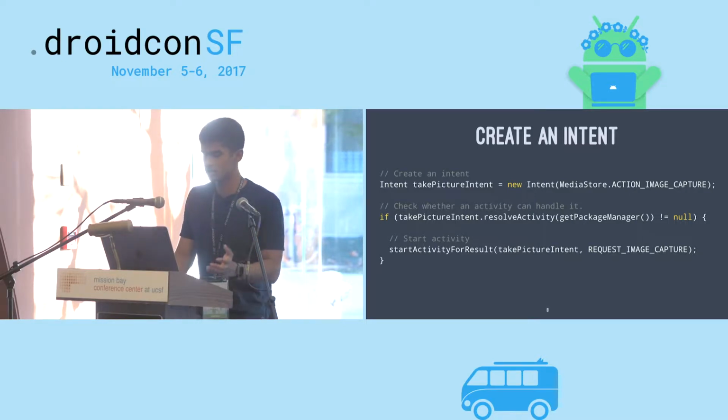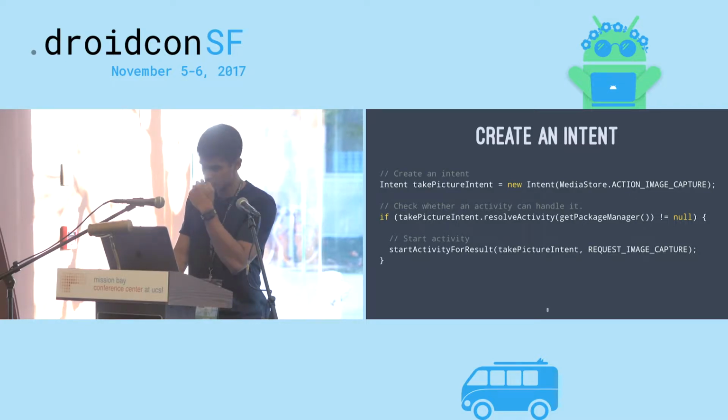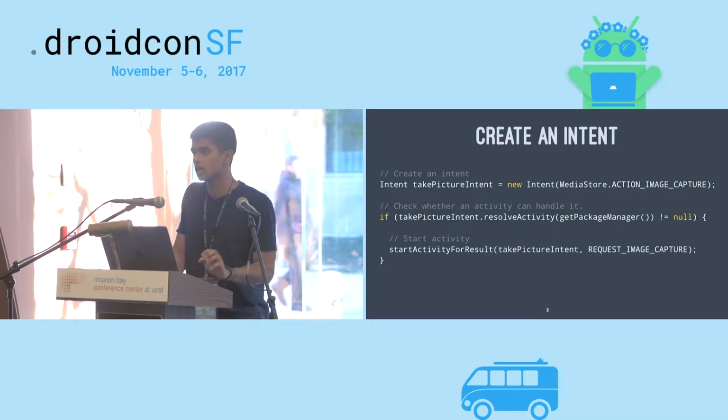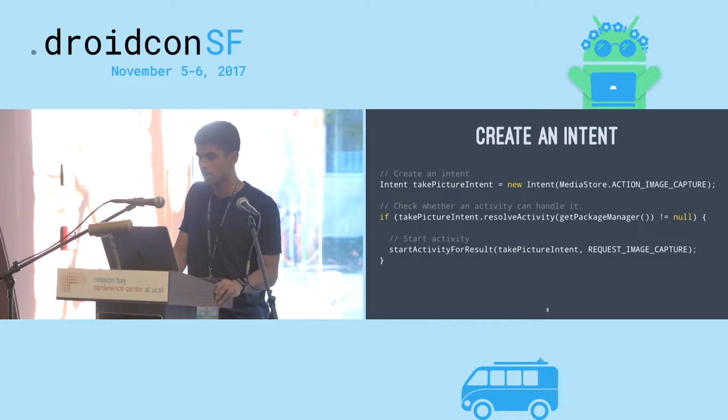To create an intent, it's like any other thing, like share intent. You just do MediaStore.ACTION_IMAGE_CAPTURE. And then before you start the activity, make sure you check if there is an app that can handle the intent. A lot of times people don't check this and it will lead to a crash. So you want to make sure that the user has some app that handles the intent for you.